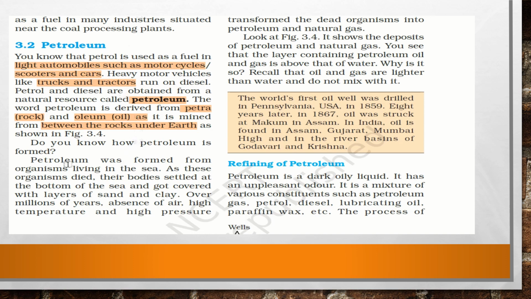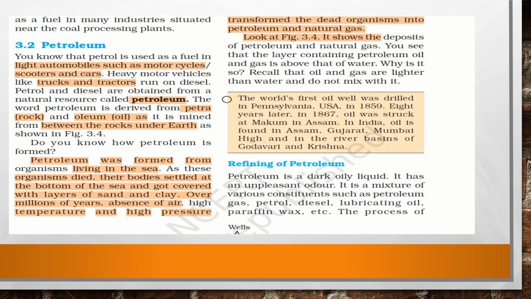Petroleum is formed from the organisms living in the sea. As these organisms died, their bodies settled down at the bottom of the sea and got covered with layers of sand and clay. Over millions of years, in the absence of air, high temperature and high pressure transformed the dead organisms into petroleum and natural gas.